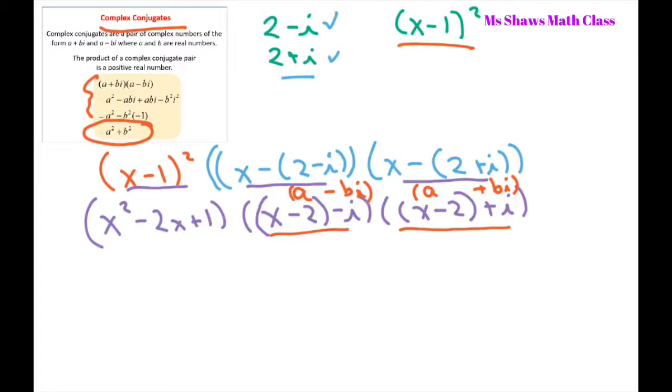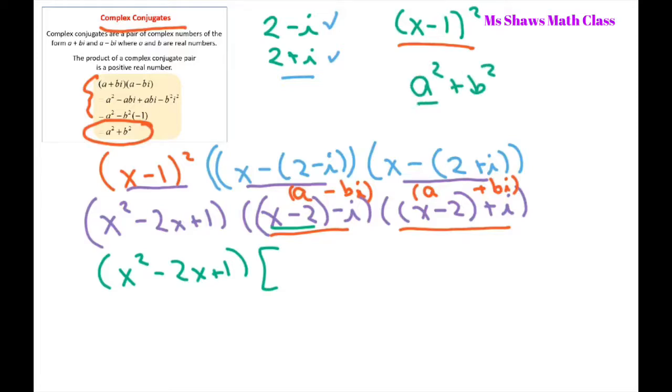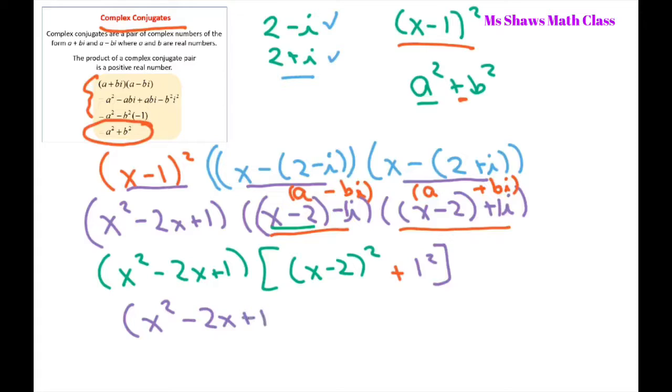So let's do that. We still have our x squared minus 2x plus 1. Now we're doing a squared plus b squared. Our a is x minus 2, and square it. Then you write your plus. Your b in this case is just 1, because you can put a 1 in front, so you just put 1 squared. Simplifying that, you're going to get x squared minus 2x plus 1.